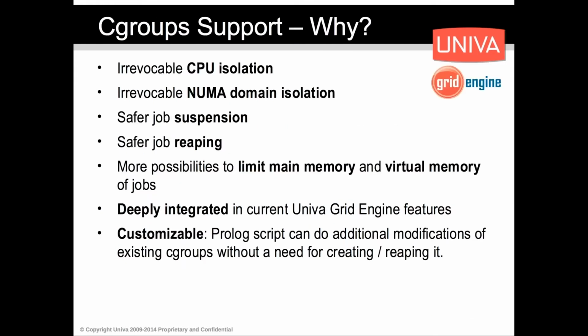So why do we have cgroup support in Univa Grid Engine? It provides a way for irrevocable CPU and NUMA domain isolation. It also offers a way for safer job suspension and safe job reaping. It allows limiting main memory and virtual memory of jobs in different ways. The cgroups are deeply integrated in current Univa Grid Engine features. It is easily customizable by a Prolog script, which can do additional modifications of existing cgroups without the overhead for the administrator of creating and reaping the cgroups manually.